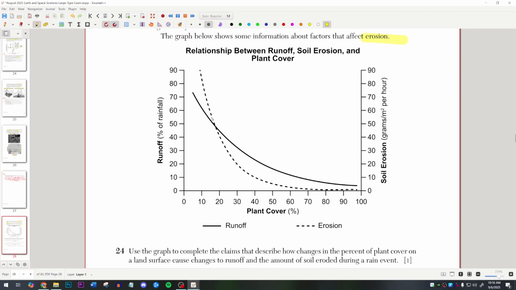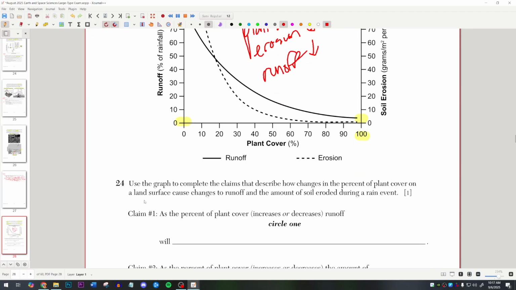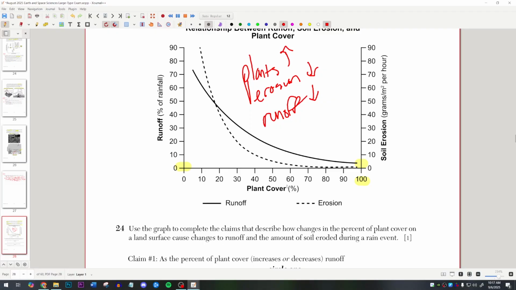So it says, as plant cover increased, soil erosion is lower and runoff's lower. So we could say plants up meant erosion down and runoff down. So plants do two things. They stabilize the area and they also take in water. So they're going to decrease erosion and runoff, which is great. Use the graph to complete the claims that describe how changes in the percentage of plant cover cause changes to runoff and the amount of soil eroded. So we already answered it, so we just kind of have to put it into words.